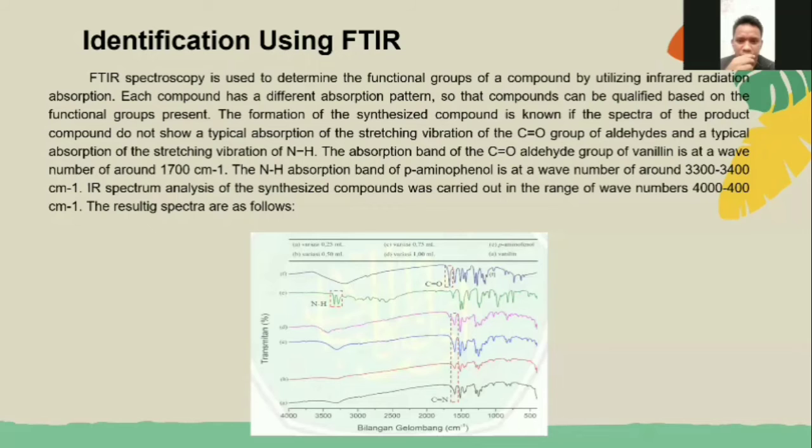Identification using FTIR. FTIR spectroscopy is used to determine the functional groups of a compound by utilizing infrared radiation absorption. Each compound has a different absorption pattern, so the compound can be qualified by its functional groups. The formation of the synthesized compound is known if the spectra of the product compound do not show the typical absorption of stretching vibration of the C=O group of aldehyde and the typical absorption of stretching vibration of N-H. The resulting spectra are as follows.